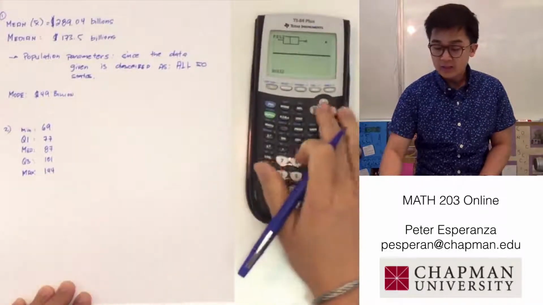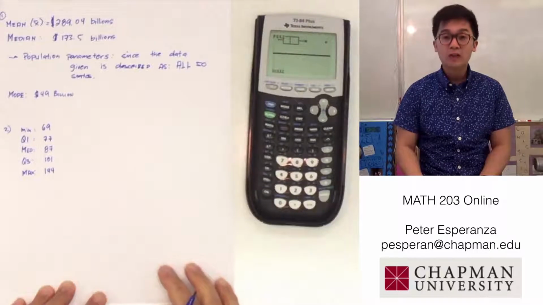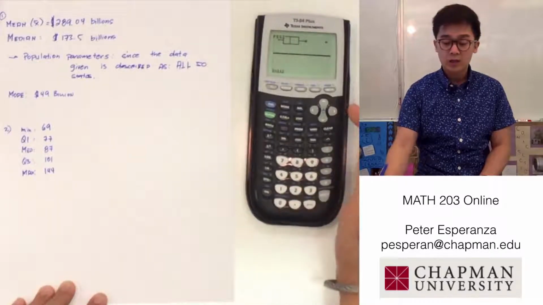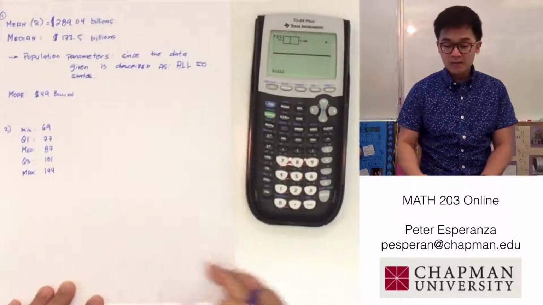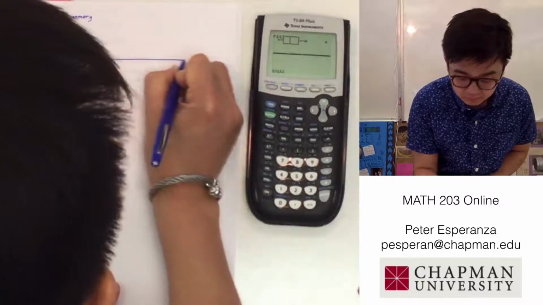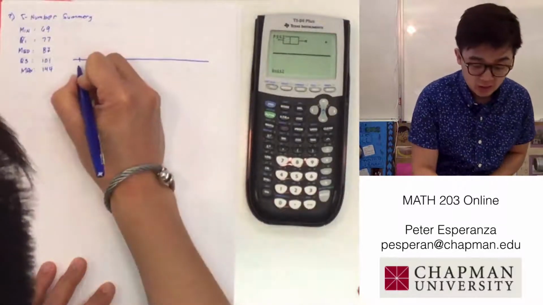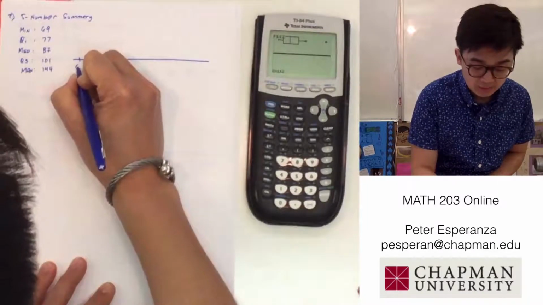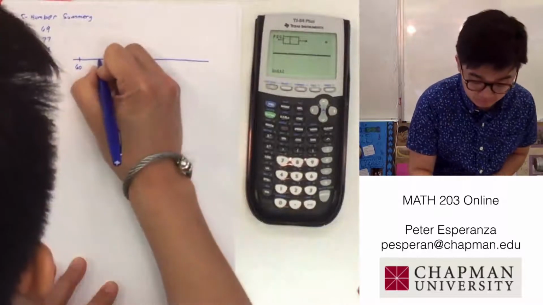And this data value right here will be our maximum when the outlier is not included in our data set. So if we're going to graph our box plot, our x-axis right here, since my minimum is 69, I'm going to start at 60, and my scale will be an increment by 10.